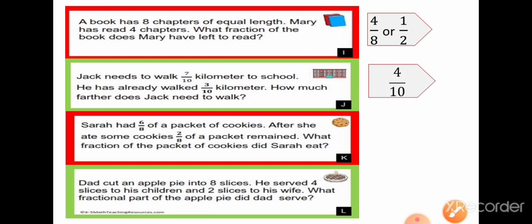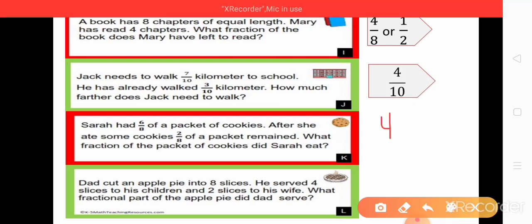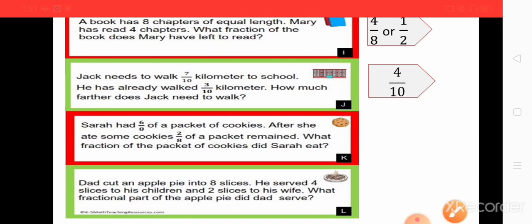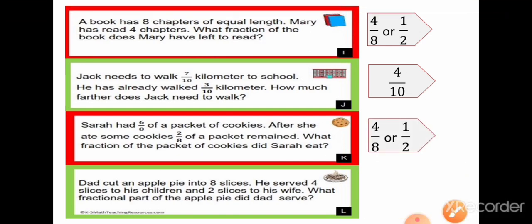Pero, pwede pa yung isimplify. So, 4 and 10 divisible sila by 2. So, 4 divided by 2 will give you 2. Then, 10 divided by 2 will give you 5. Kaya, it's either 4 over 10 or 2 over 5. Next, we have Sarah had 6 over 8 of a packet of cookies. Ngayon, sa 6 over 8 packet of cookies, ang natira is 2 over 8.